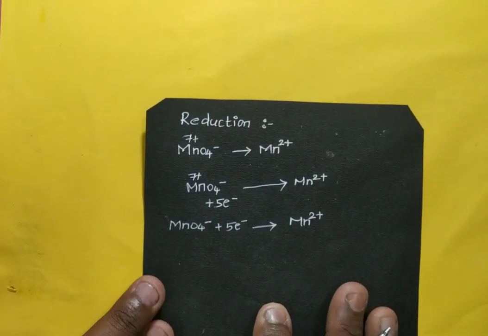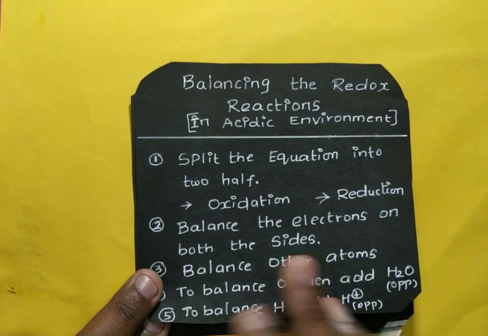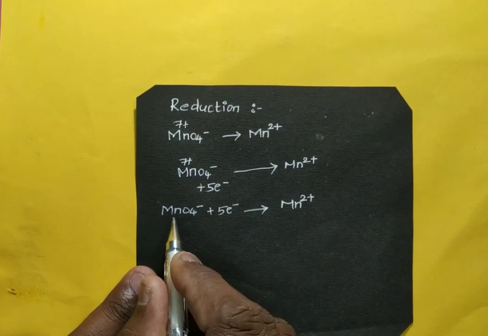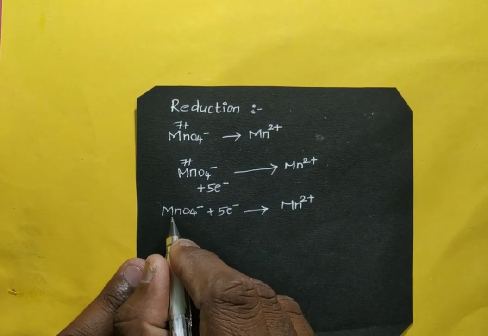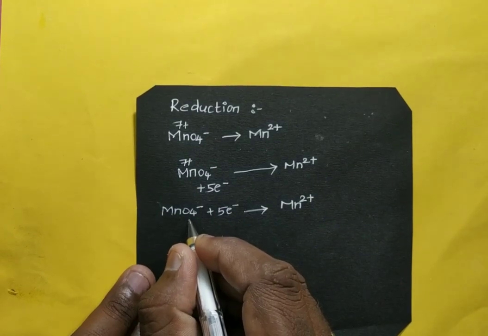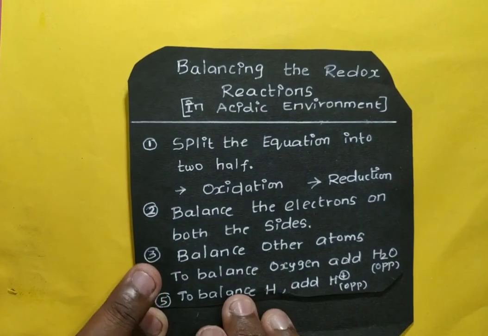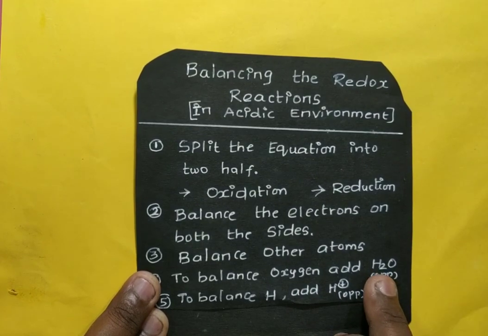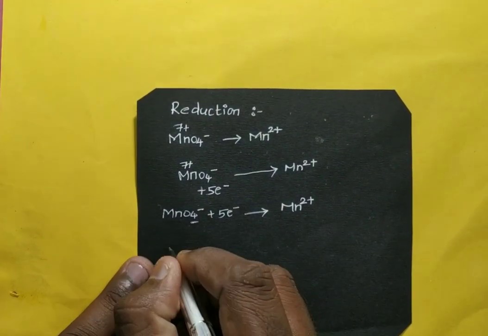After balancing this, what about the second step? You balance the equation in electrons and then balance the other atoms. What is the other atom present here? Manganese. Finally we have to do oxygen and hydrogen. There is one manganese on each side, so manganese is balanced now. Next we balance oxygen. How many oxygens are there? 4 oxygens. To balance the oxygen, we have to add water on the opposite side.